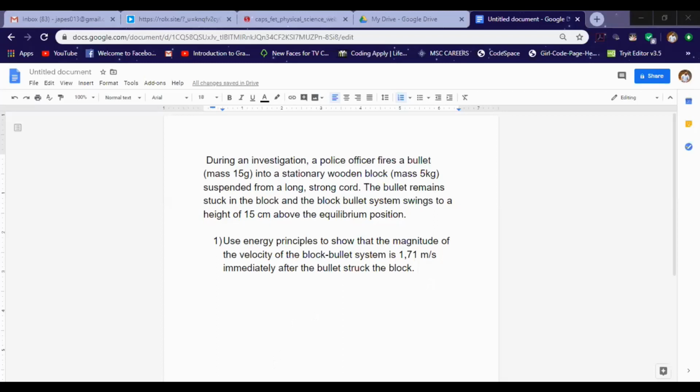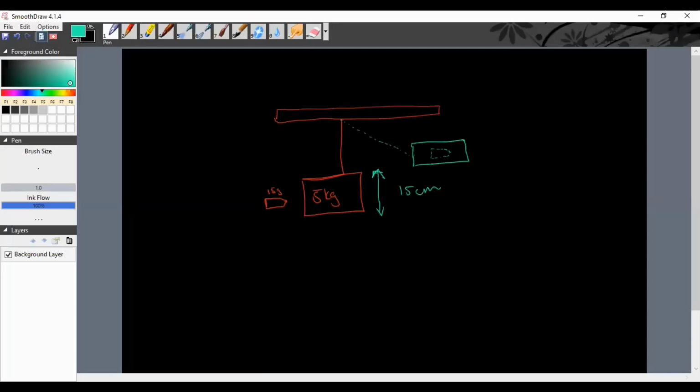We just draw it first. Before you go back to the question, let me take it back to the screen quickly. So maybe you can just draw the picture. Here we have a bullet of mass 15 grams coming into a block of 5 kilograms that's suspended from this little string. Once the bullet hits the wooden block, the cord then swings to a height of about 15 centimeters above the equilibrium position, which is this position over here.